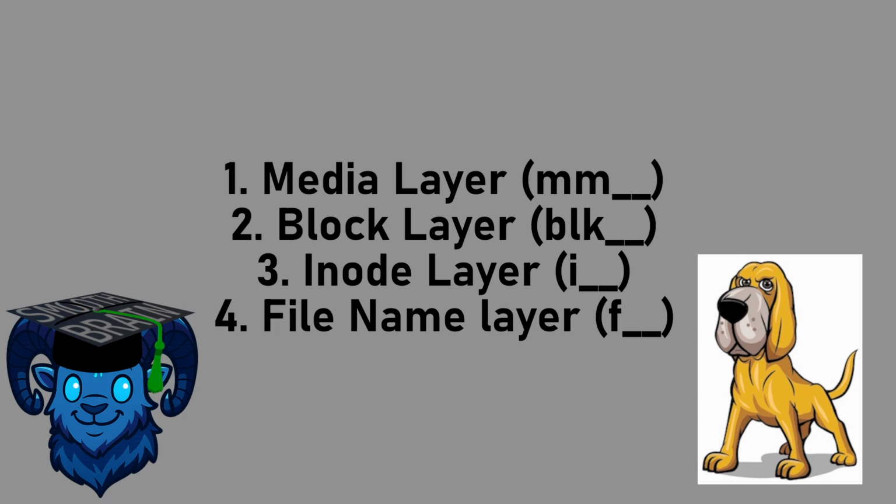The second layer is the block layer, which is a sequential list of fixed-size logical blocks containing the real data. The commands interacting with this layer start with BLK. The third layer is the inode layer.